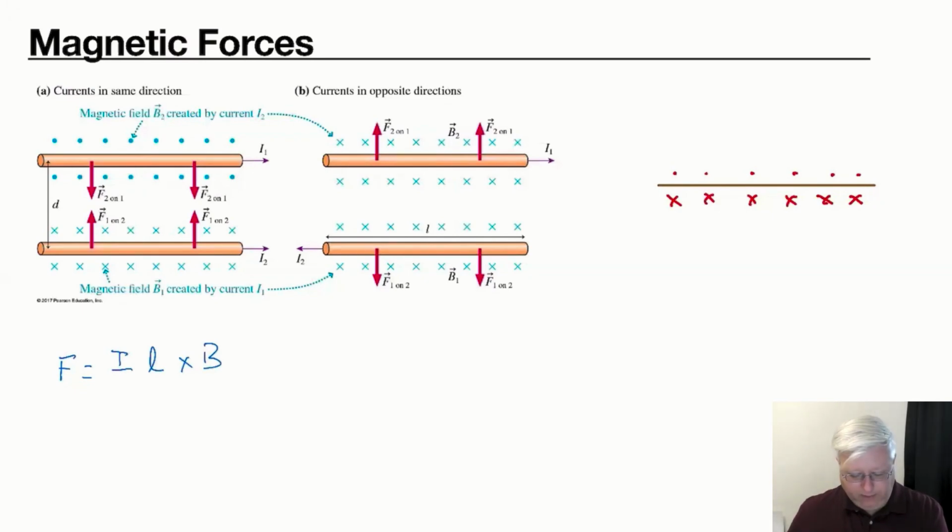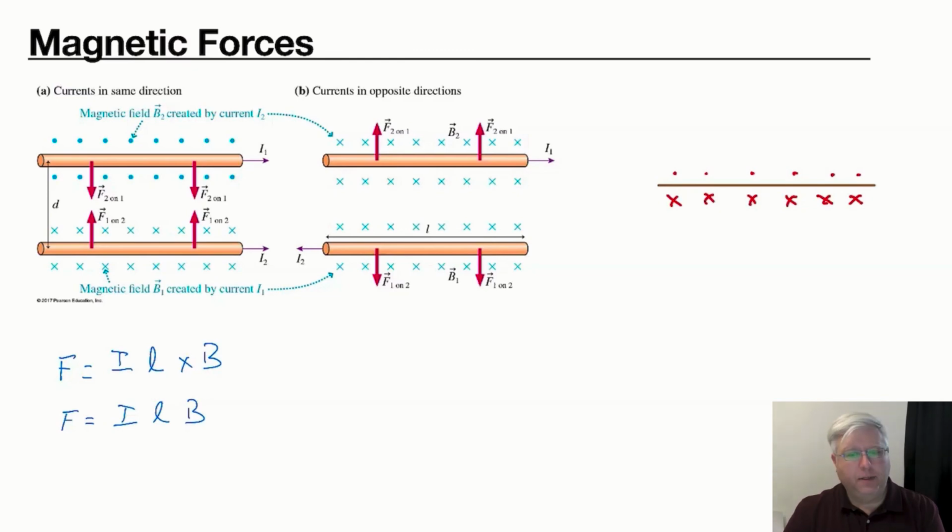If the current is perpendicular to the magnetic field, like it is here, the wire's perfectly in this direction, and the magnetic field is perfectly into the screen, then the cross product just becomes ILB. It's perfectly perpendicular. It's only when we have a component that's partially perpendicular that we actually have to do the cross product and use the sine of that angle.